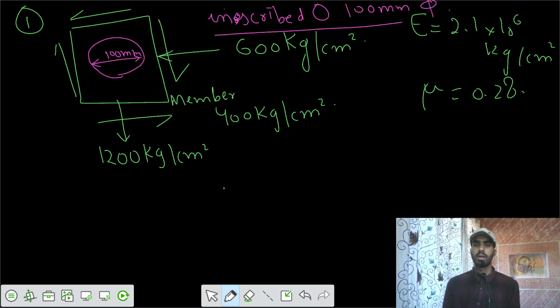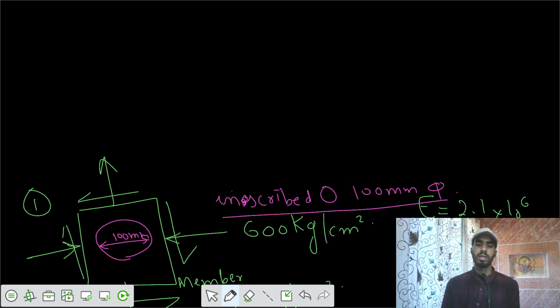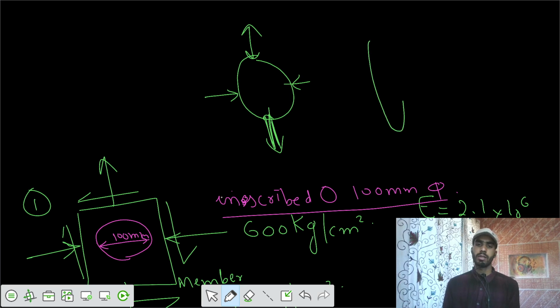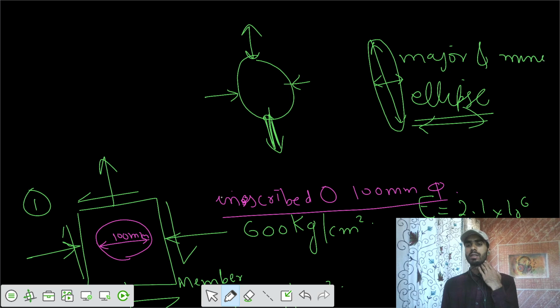Because of this loading, it would get deformed in such a way that this was your element, so it gets deformed in some fashion. Say it becomes an ellipse, and the question asks you to get the major and minor principal strain, the major and minor axis of the ellipse. You need to calculate the major and minor axis of the ellipse.